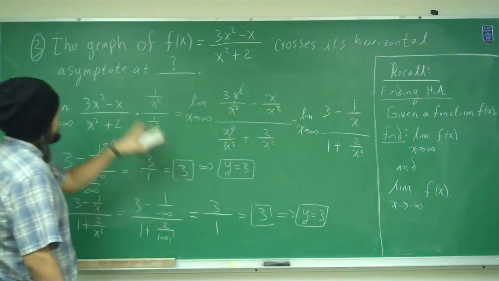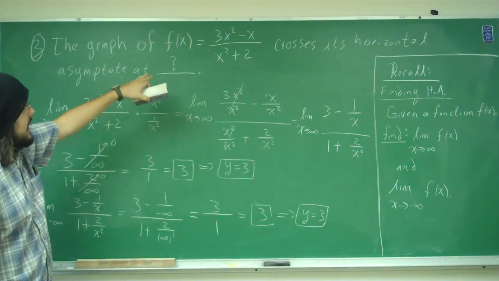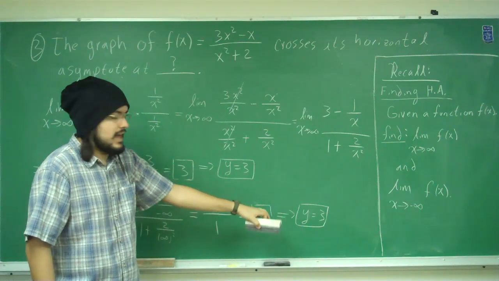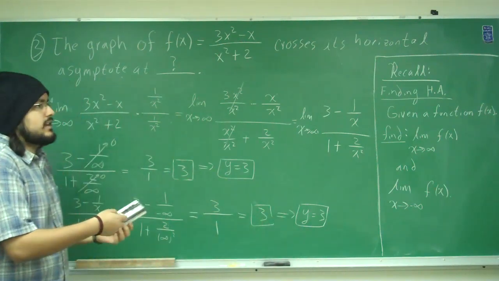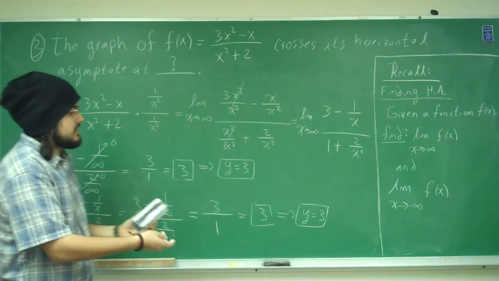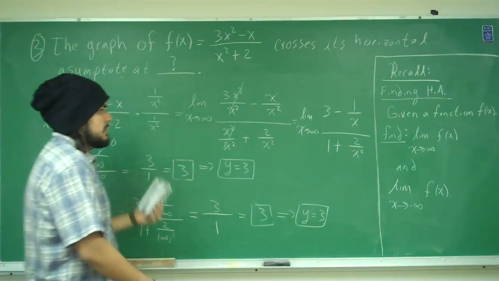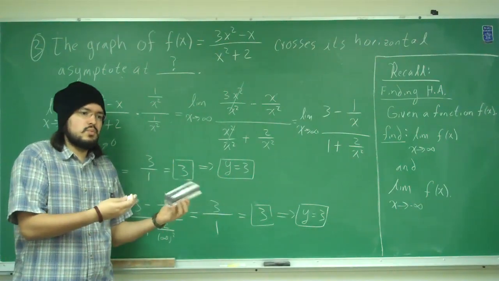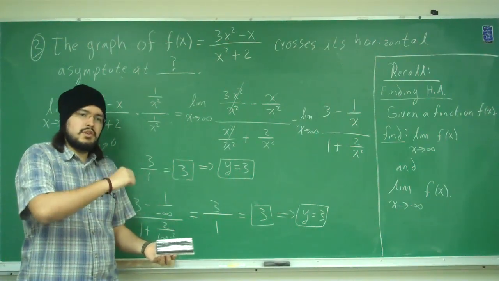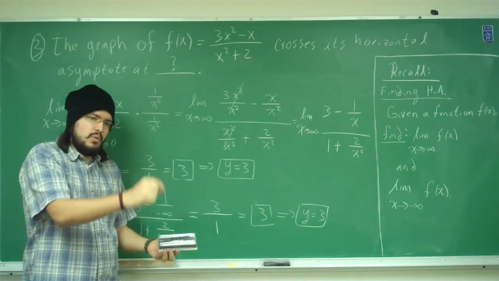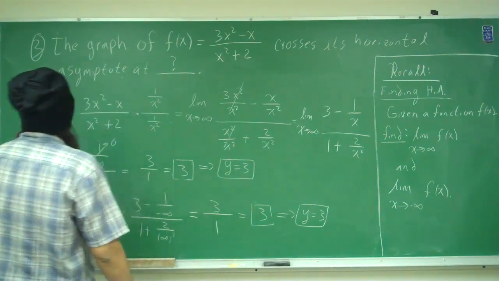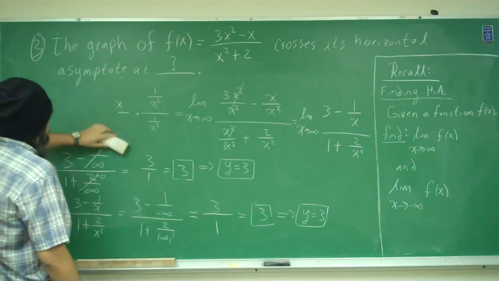Now we want to find the x value that crosses right at y equals 3. So we want to find the x value that produces y equals 3. Because if we find that x value that produces y equals 3, then we know the graph crosses at that point.